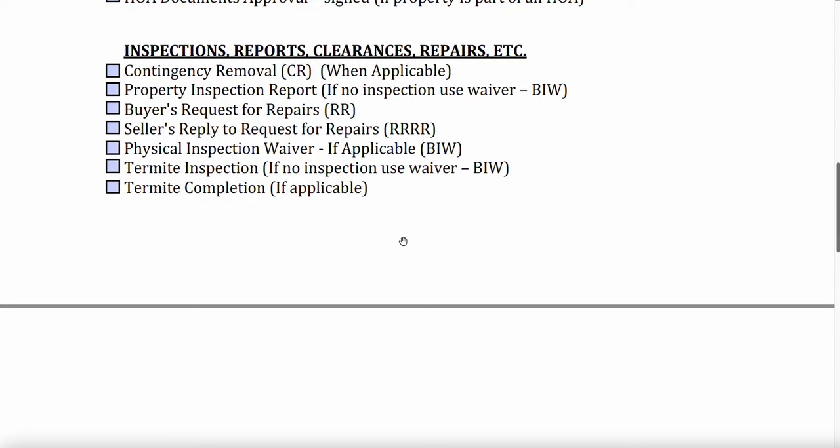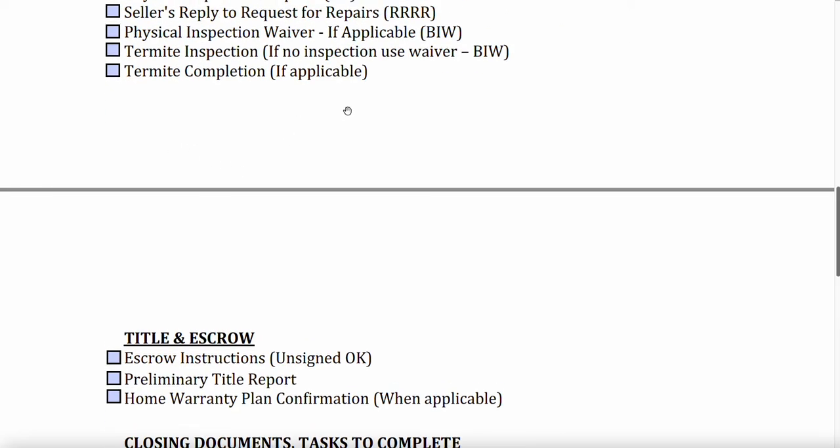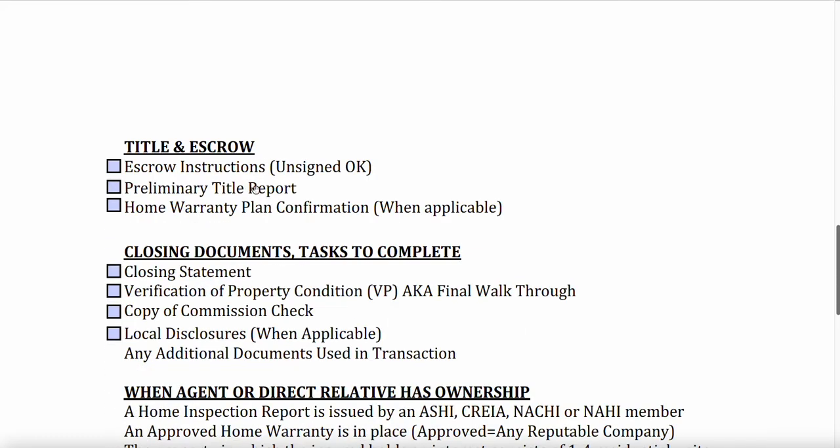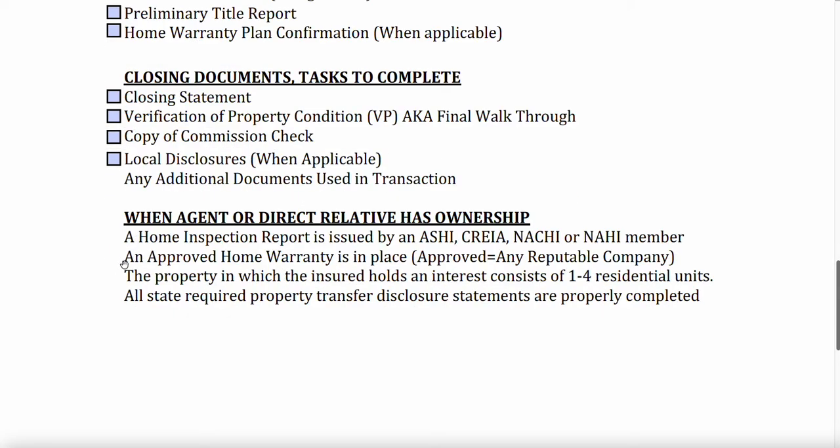And then we go down here. Now, if termite, what work was done, termite completion, that's why it says if applicable. Title and escrow instructions, they don't have to be signed. A copy of the preliminary title report. Home warranty plan confirmation if one was purchased in escrow. And then finally, at the very end, closing statement, obviously. Verification of property condition, CAR form VP. Copy of the commission check, and if there are local disclosures, include them.